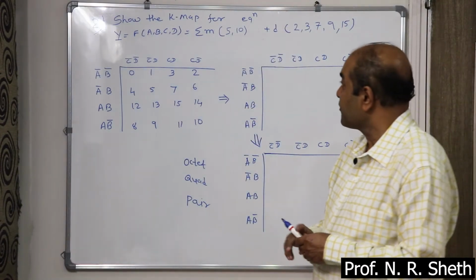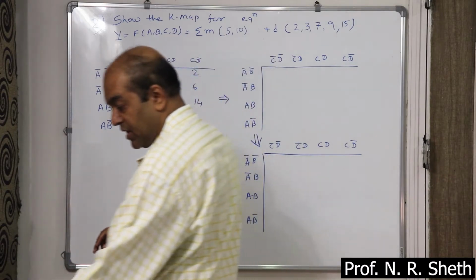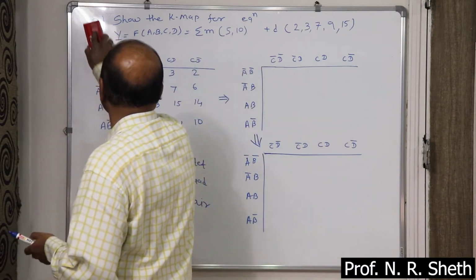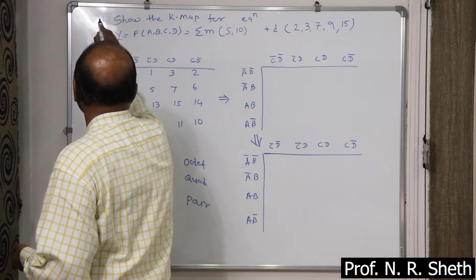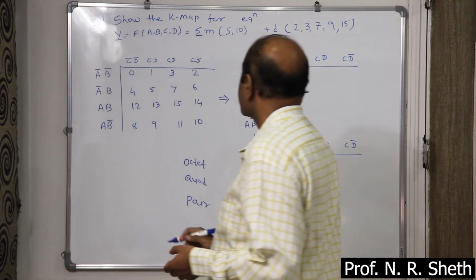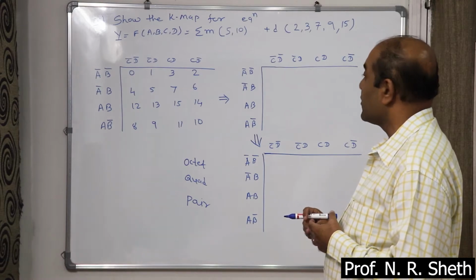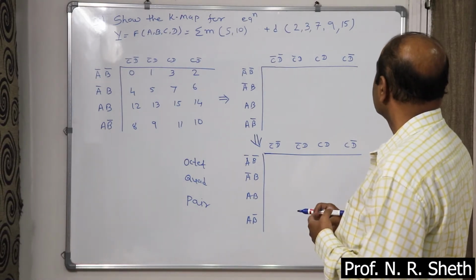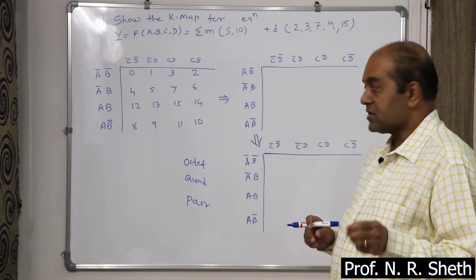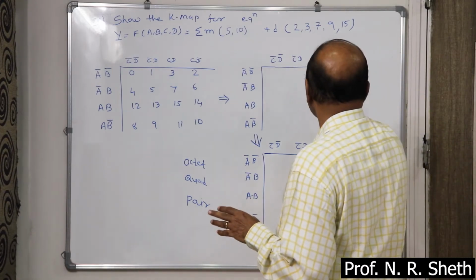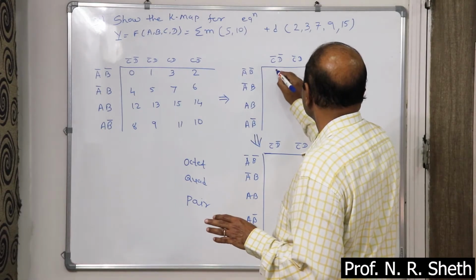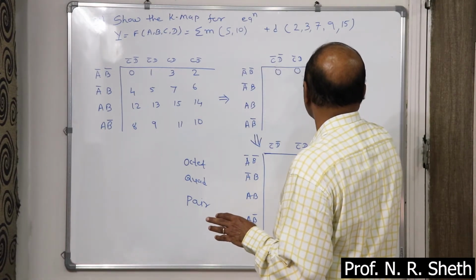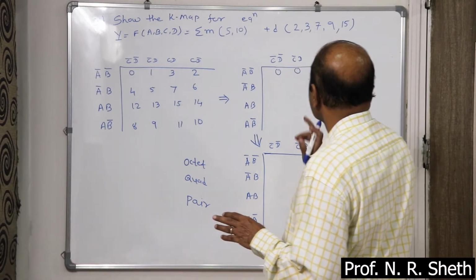Look at here. This is problem number 3. A 4 variable K-map, function A, B, C, D. For 5 and 10 it is high. For 2, 3, 7, 9 and 15 it is low. So for 2 it is don't care, 0, 1 and 3. Yeah, 3 is also don't care.